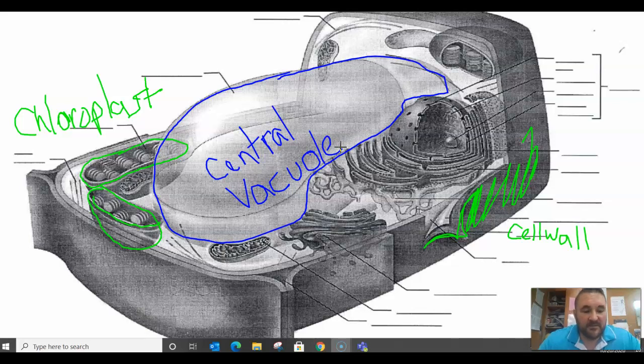Now, the other difference that you may see when you're talking about plant cells versus animal cells: animal cells have lysosomes, the cleanup crew of the cell. Plant cells do not have lysosomes. So that would also count as a difference that you could have had.